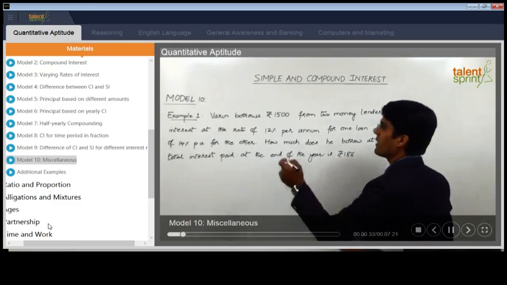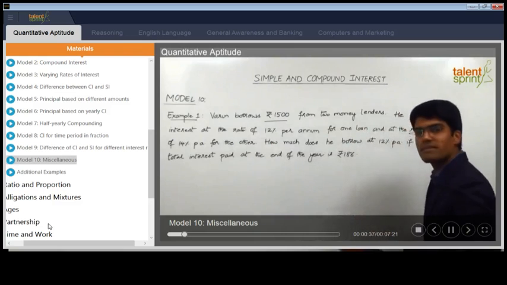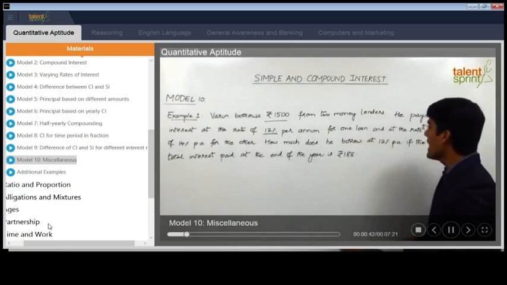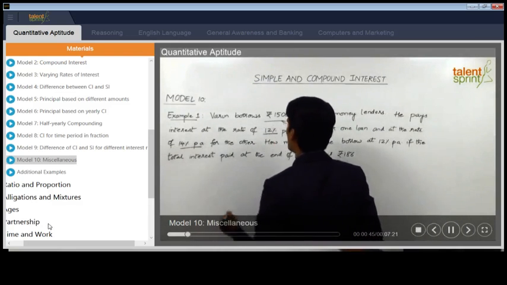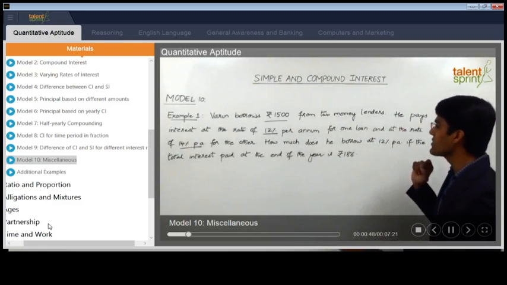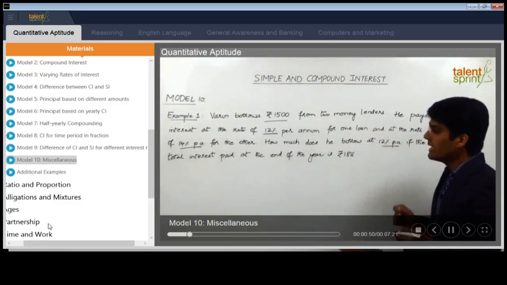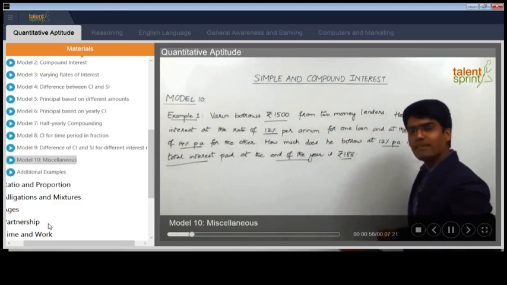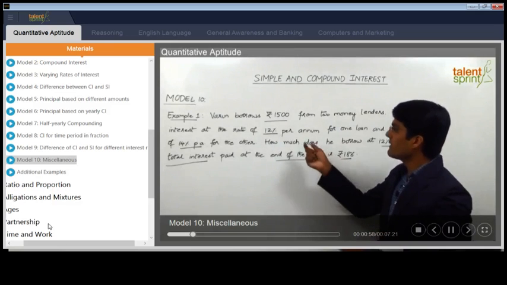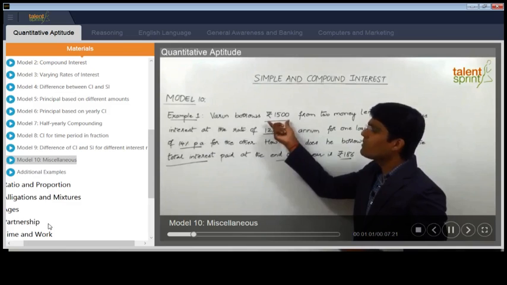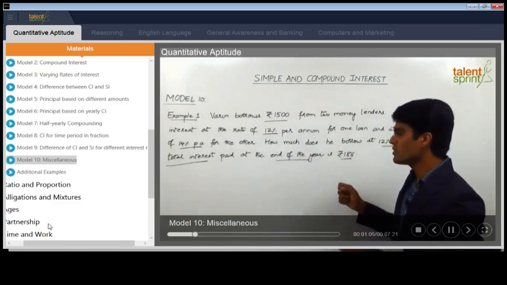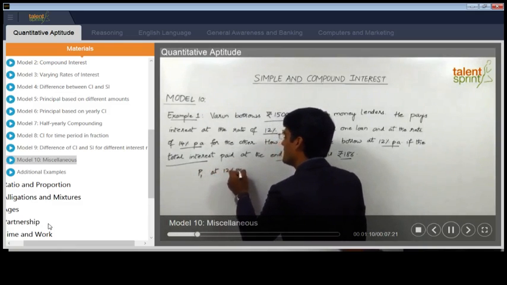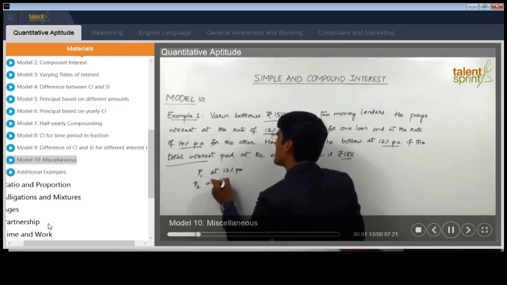So as you can see, Varun has borrowed 1500 from two different persons. He pays interest at 12% per annum for one loan and at the rate of 14% per annum for the other. So we need to find out how much money was borrowed at the rate of 12% per annum if the total interest at the end of 1 year is rupees 186. So the point to be understood here is, from two different persons, the total amount that Varun has borrowed is 1500. So let us assume that Varun has borrowed P1 at 12% per annum and P2 at 14% per annum.